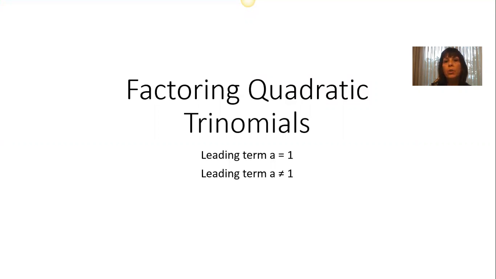Today I've chosen two quadratic trinomials to factor. One of them will have a leading term of 1, and the other one, which is the more difficult, will have a leading term of -1. Students have trouble factoring these. Many of them only know how to do trial and error, so I'm going to show you some methods that you can use so that you will not have to use a trial and error method any longer.